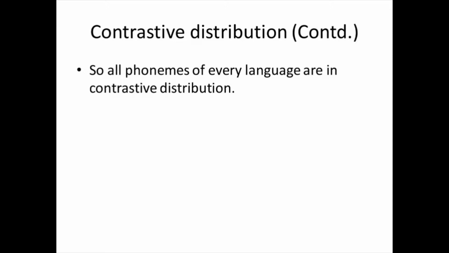Overlapping distribution is in the fact that the environment in which one occurs, the other one can also occur there. For example, if we consider the pan versus the ban examples, then where P occurs in that language, B can also occur in that same environment. So they are in overlapping distribution as well.